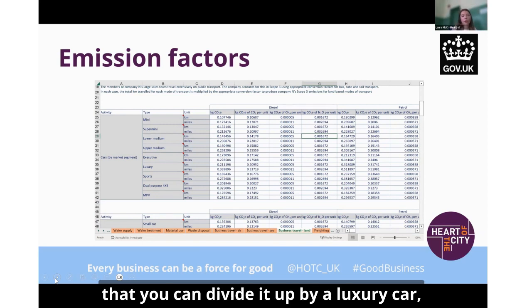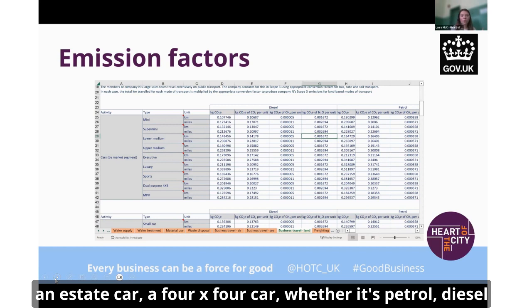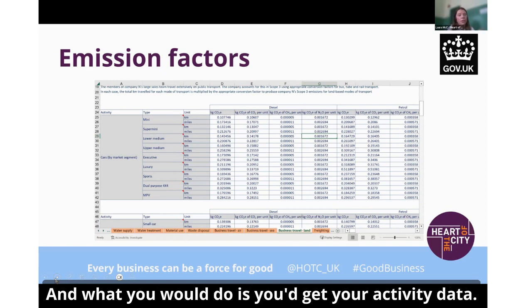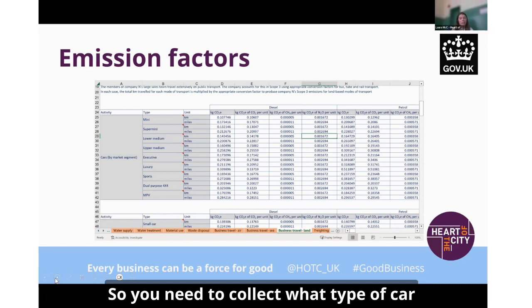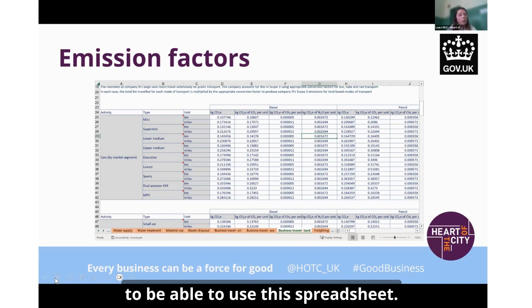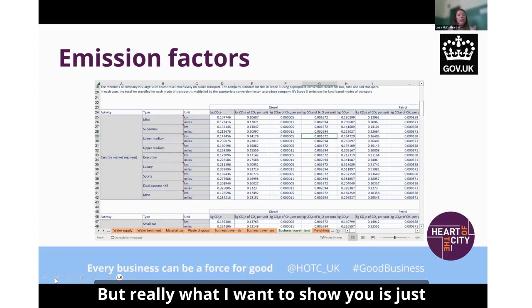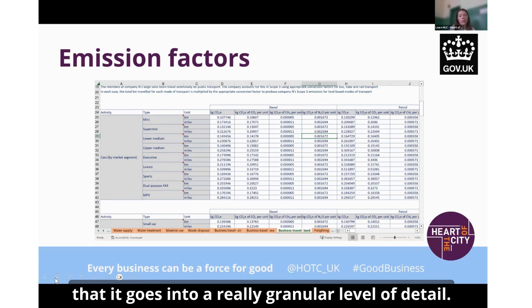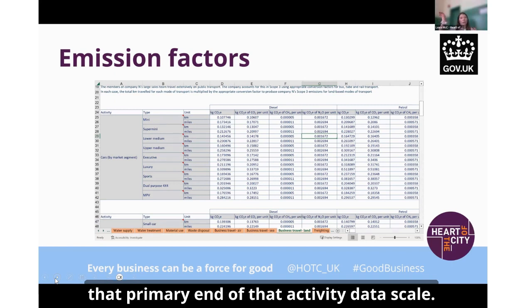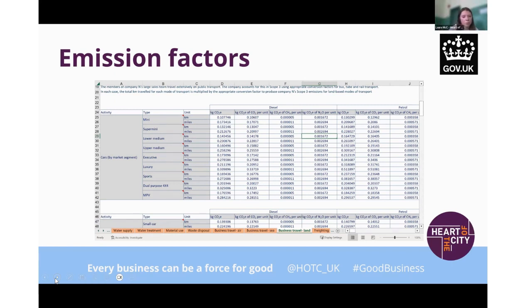So it goes into trains, buses, but this is for cars, and it goes into such a level of detail. You can see that you can divide it up by a luxury car, an estate car, a 4x4 car, whether it's petrol, diesel, or hybrid or electric for the fuel type. And what you would do is get your activity data, so you need to collect what type of car it is, the distance it travels, and the fuel type to be able to use this spreadsheet. But really what I want to show you is just that it goes into a really granular level of detail, and to use this, you would be on that primary end of that activity data scale.